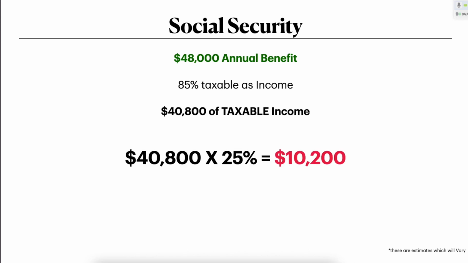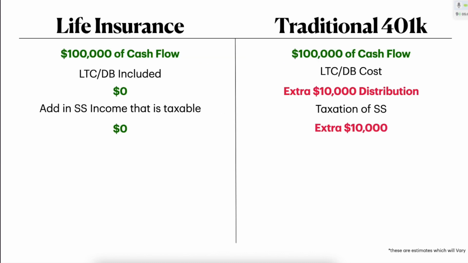So if I'm in a 25% tax bracket, and $40,000 of my Social Security benefit is taxable, I could be paying $10,000 a year extra in tax on a benefit I've already paid tax on. This is the definition of double taxation. So what does that mean? That means if I want to duplicate the cash flow, I've got to pull out an extra $10,000 from my 401k to cover the tax that's due on my Social Security.